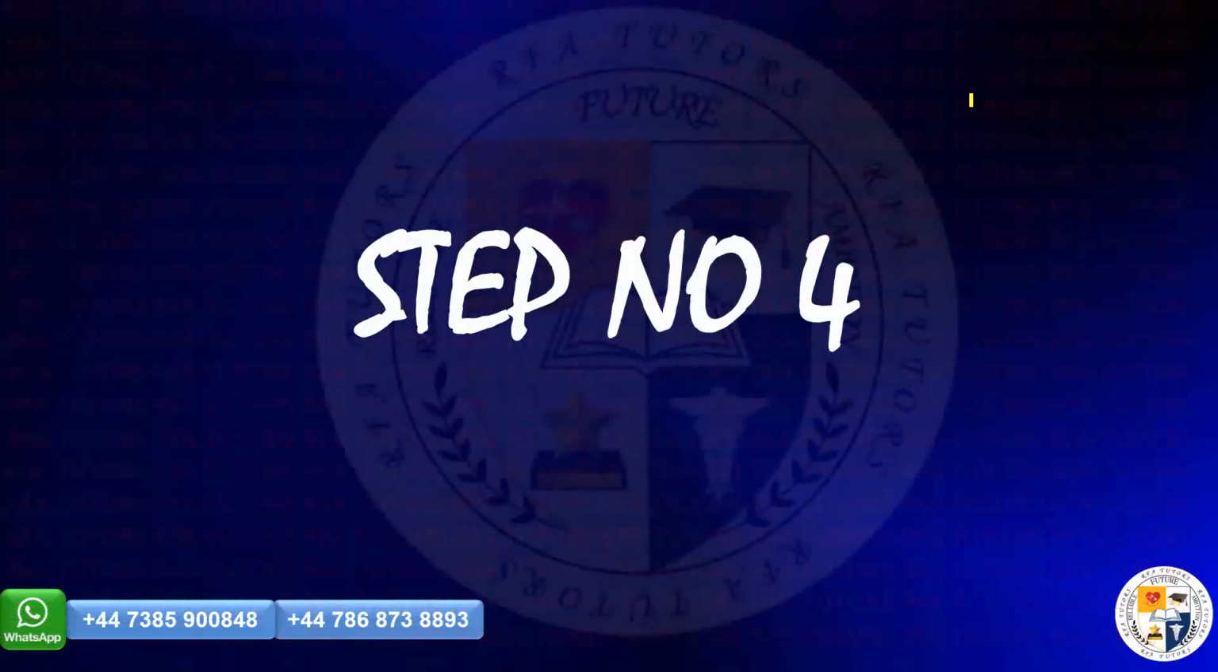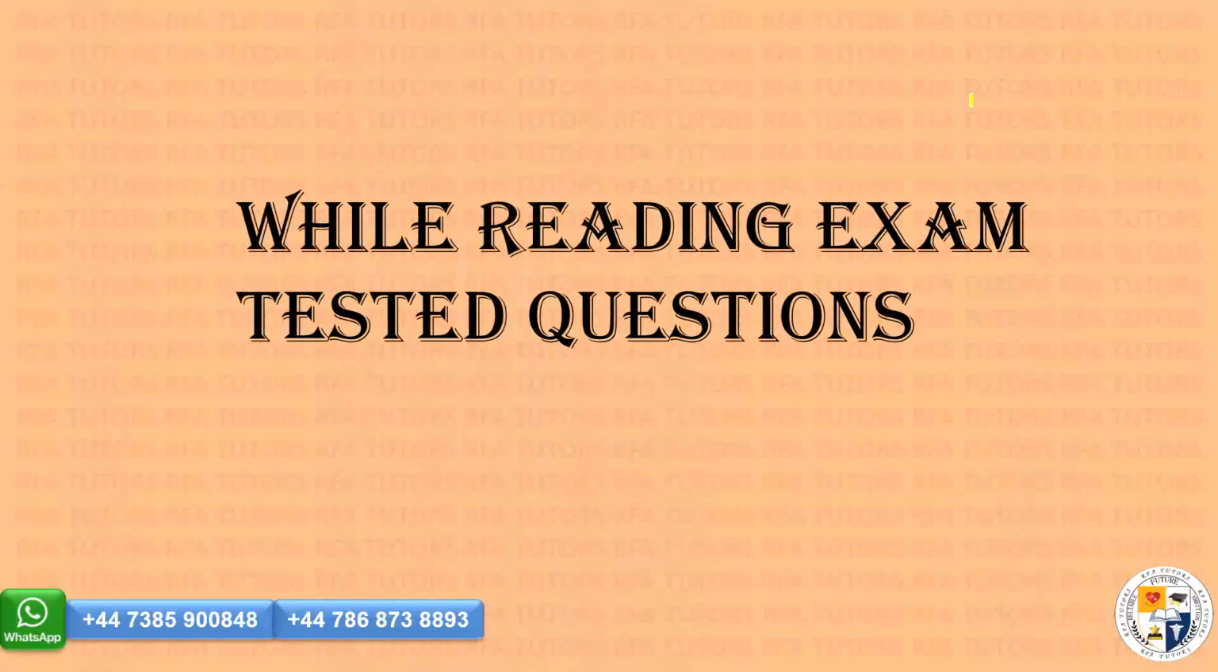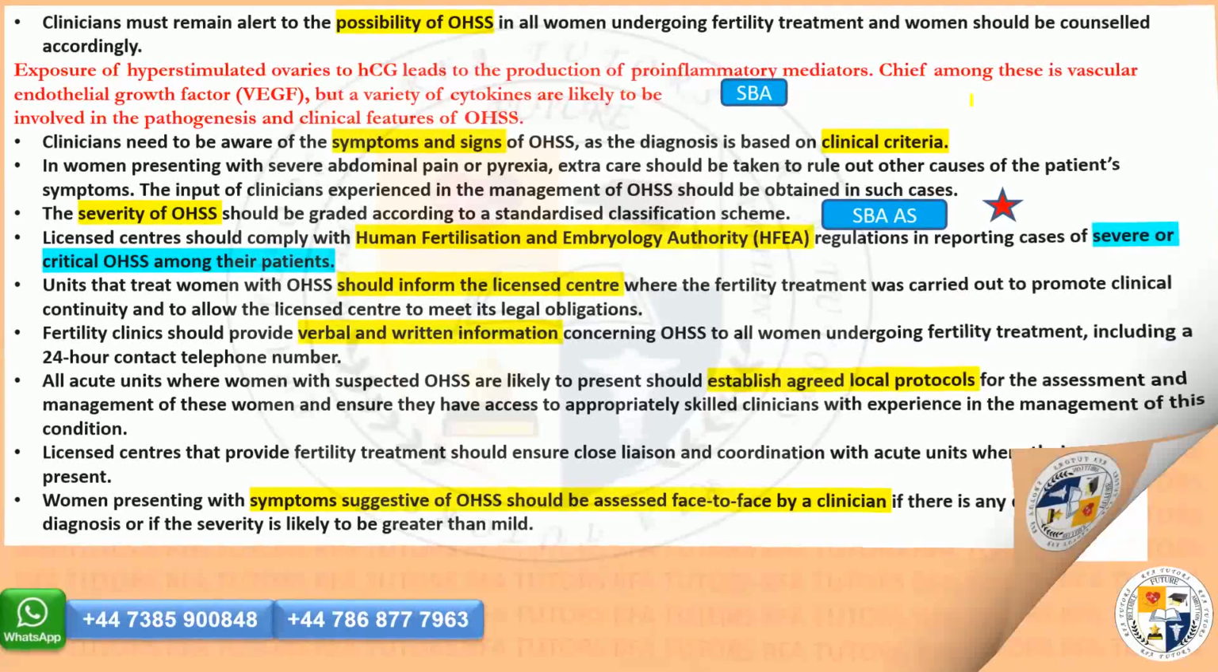Now, step number 4 is that around October, or August, September, you will start your exam tested questions. So it won't be anything haphazard. You're taking one guideline at that time, right? So whenever you see any question which is exam tested, you can make a mark for that. You can put a star or use a highlighter so that you know what's coming from that guideline. Like severity of OHSS and reporting to HFEA is an exam question. So I'll put a star on my notes, right?